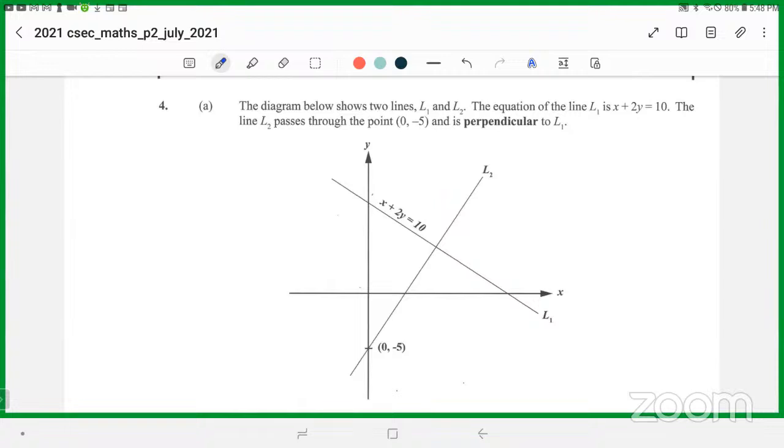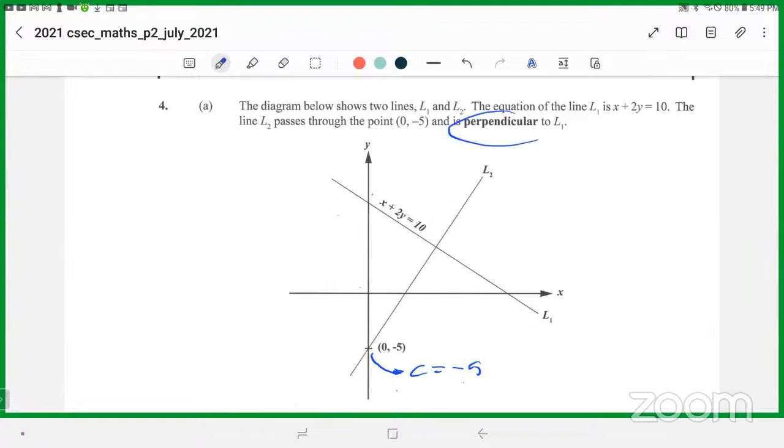All right? So the diagram below shows 2 lines, L1 and L2. The equation of L1 is this. So it gives us the equation of this line. And the line L2 passes through this point. So this is the C value now. So for L2, the C value is -5 right here. All right? That's what it means. The C value is -5 right there for L2.